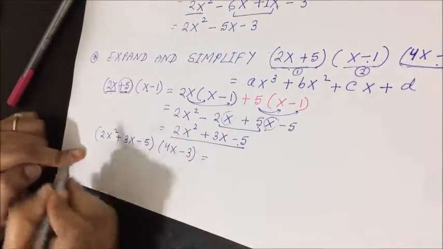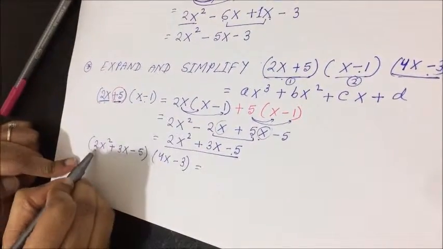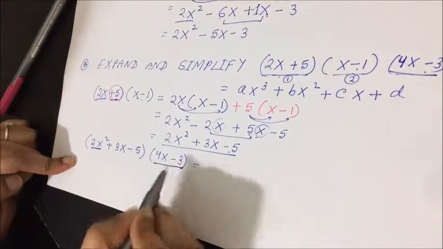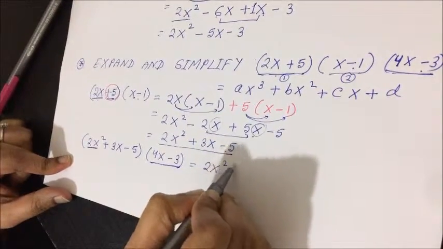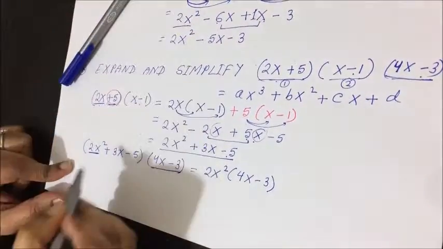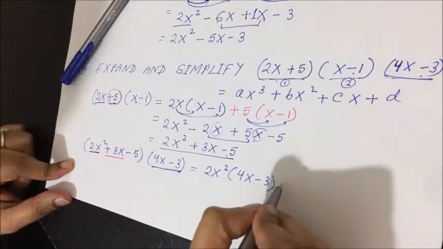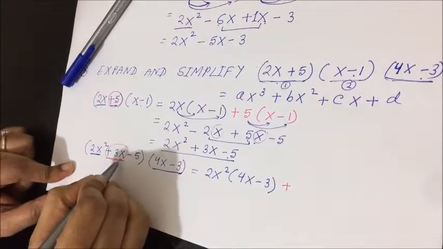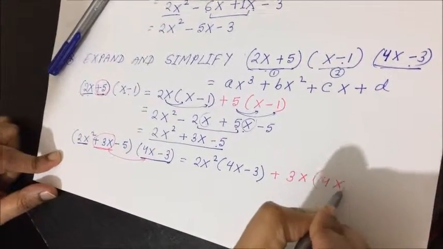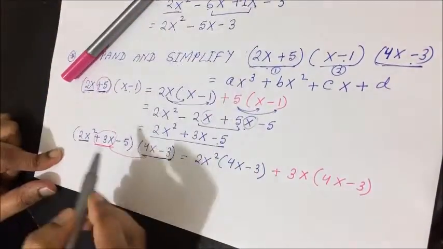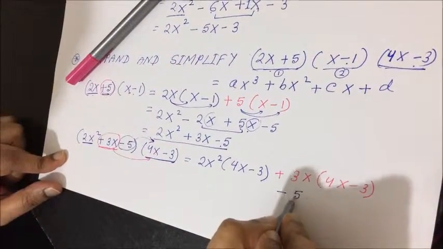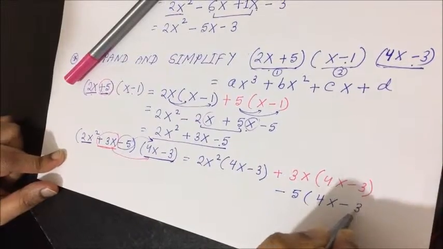Following the same method as before, I am going to write down the first term of the first bracket with the whole of the second bracket. That means 2x to the power 2 multiplied with 4x minus 3. Now the second term of the first bracket multiplies with the whole of the second one. That means plus 3x multiplied with 4x minus 3. Now minus 5 remains. I have to take the minus 5 with the third one again. That means minus 5 times 4x minus 3.